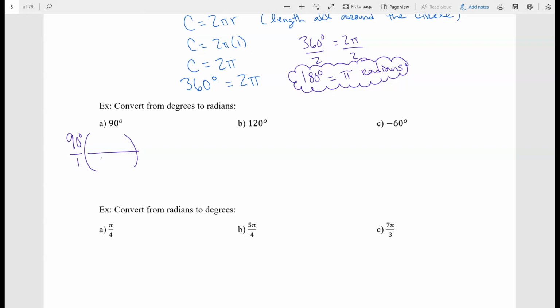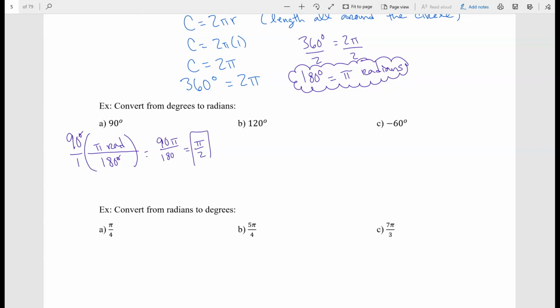So we know that there's 180 degrees in pi radians. So basically what happens is that the degrees cancel out and all you're left with is just radians. So you'll have 90 pi over 180, which is equal to pi over 2.